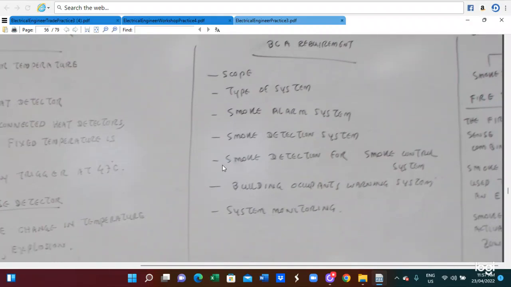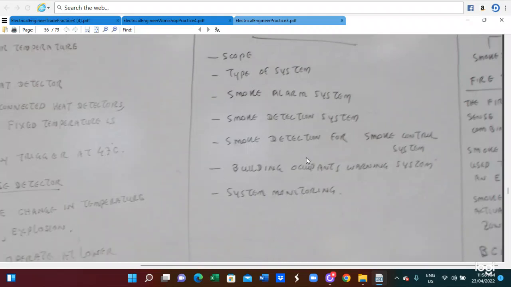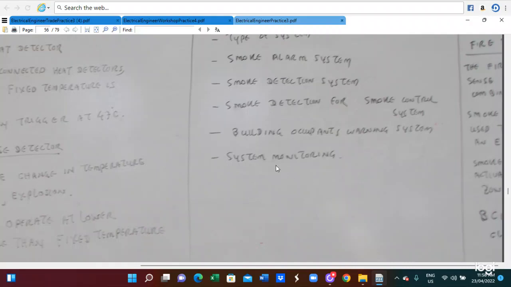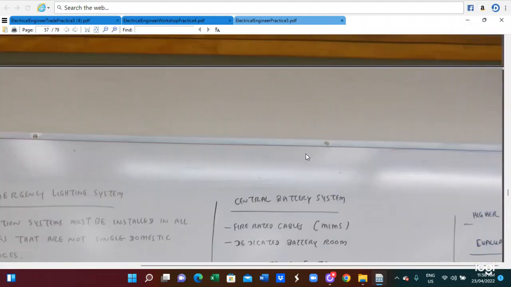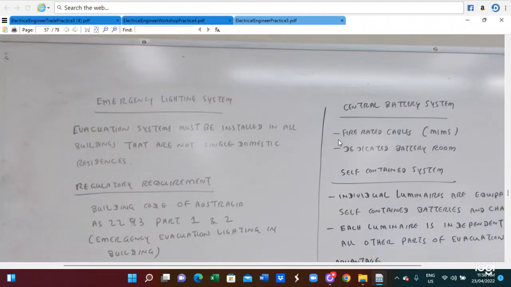When we are installing the smoke detector system, we have to know about the scope. We have to know about the type of system. We have to design a proper smoke alarm system. We have to provide a smoke detection system, and we have to provide smoke detection for smoke control and the building occupants. Depending on the building occupants and the system monitoring, we have to provide the appropriate thing. So the next one is the emergency lighting system.